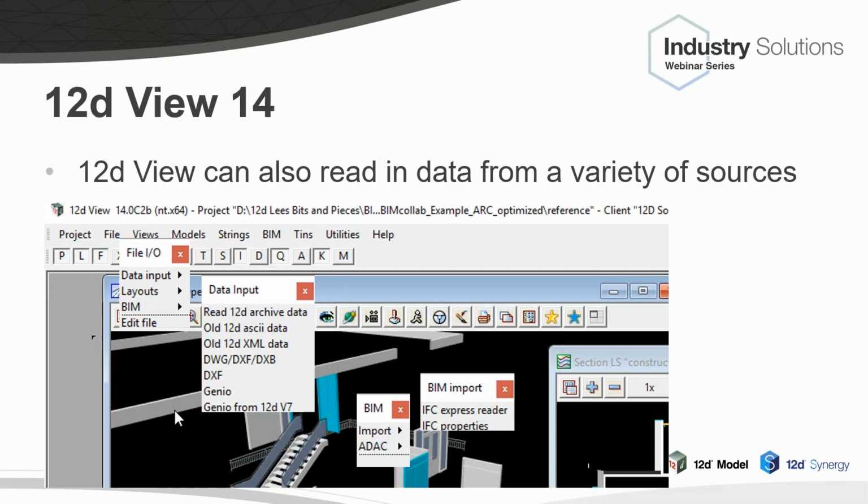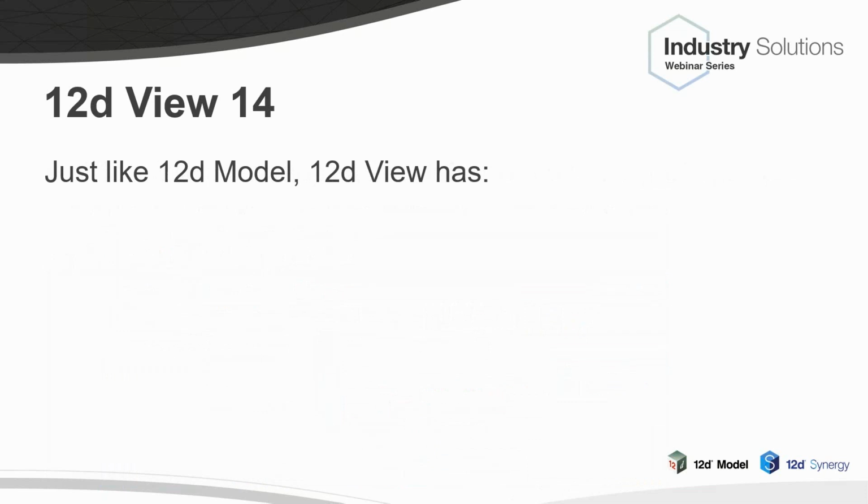You can read in DWG. You can read in DXF. You can read in GenIO. You can read in an old GenIO. You can also read in IFC data, and you can also read in ADAC data. So any of those things you can read in. What you can't do with a viewer is store the information, but you can read any of that in and look at it.